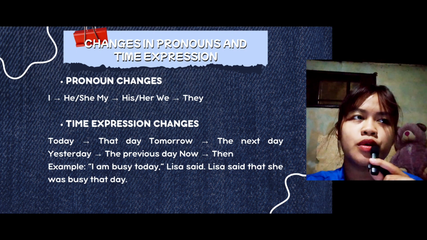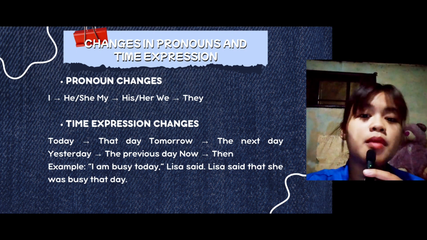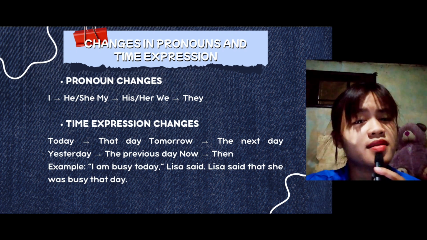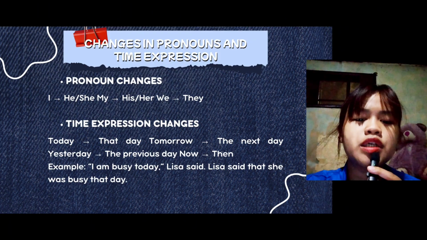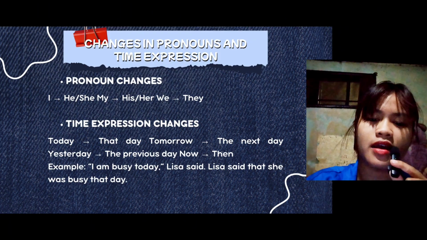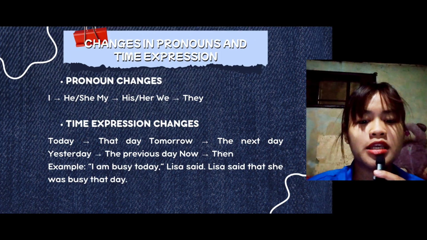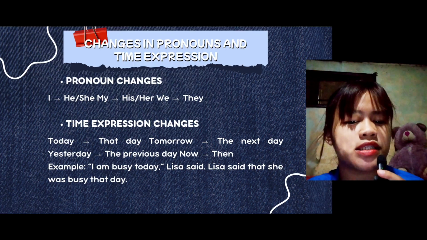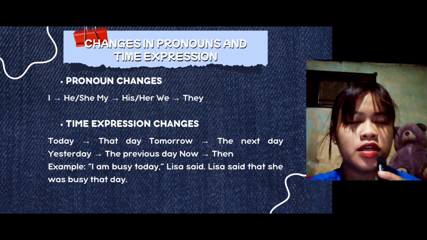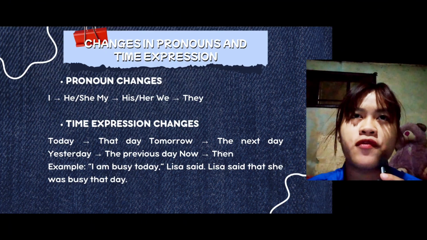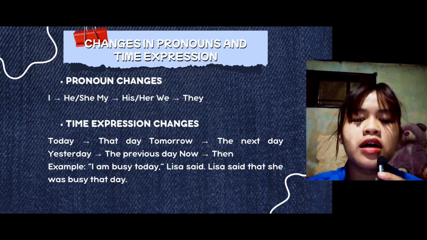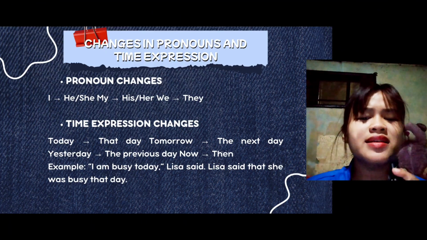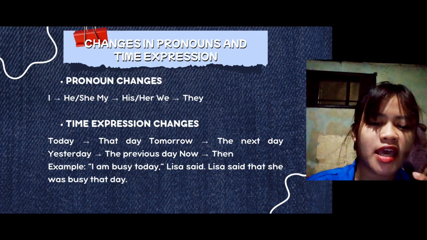Today could be that day. Tomorrow could be the next day. Yesterday could be the previous day. Now could be then. And for the example, I am busy today, Lisa said. That's the direct speech. And then for the reported speech, it says, Lisa said that she was busy that day.